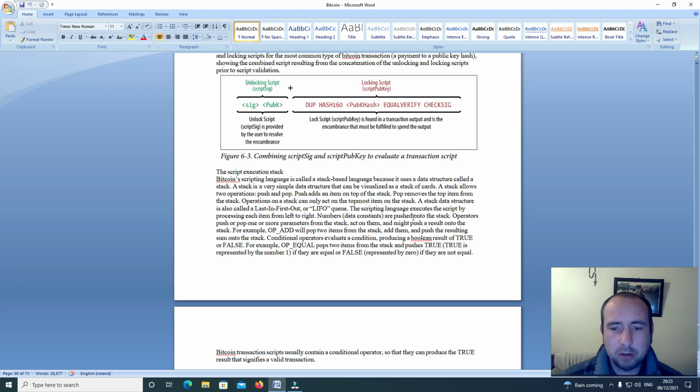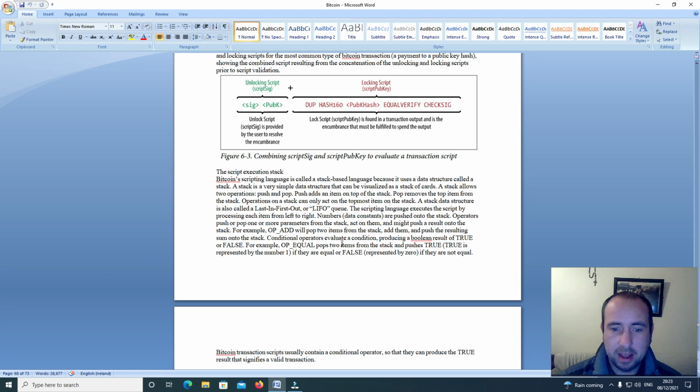A stack data structure is also called last in, first out, or LIFO. The scripting language executes the script by processing each item from left to right. Number data constants are pushed onto the stack. Operators push or pop one or more parameters from the stack, act on them, and might push a result onto the stack. For example, OP_ADD will pop two items from the stack, add them, and push the resulting sum onto the stack.